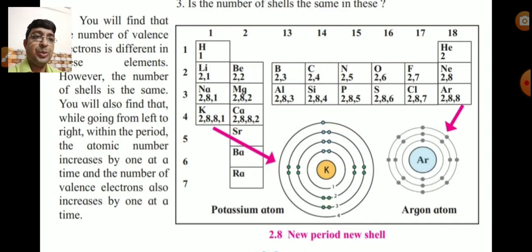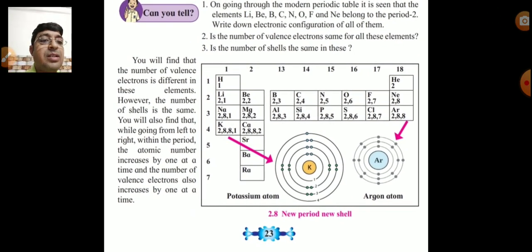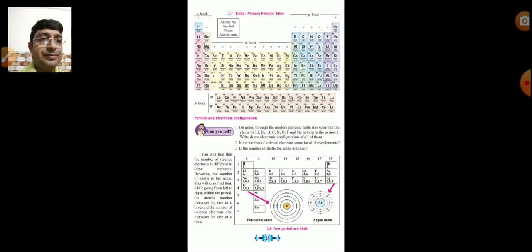Same, magnesium 2,8,2 up to argon 2,8,8. Again the octet is completed. After argon, the next element is potassium. Atomic number is 19. According to the rule of octet, electronic configuration is 2,8,8,1, and calcium atomic number is 20. Electronic configuration is 2,8,8,2. That is shown diagrammatically in the table. You check it carefully. Now next page.